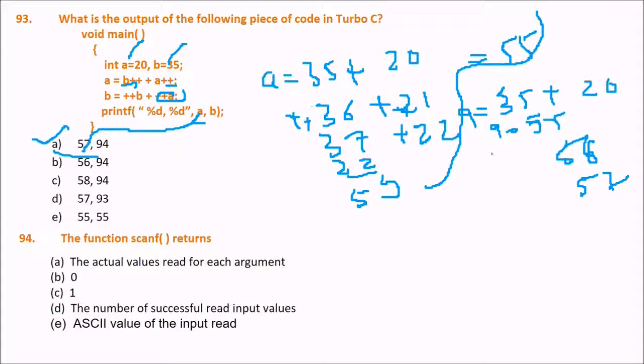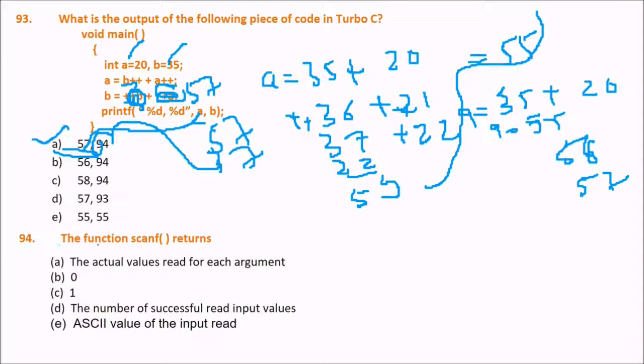This is correct. Okay, 57 is a. This is 57. What is b? b was previously 35. Now after b plus plus, it has gone to 36. Now after 36, what is b here? 37. So this value will be this plus 57. 57 plus our value here, so that will be 94, right? 37 plus this value. So this is how the answer is A.